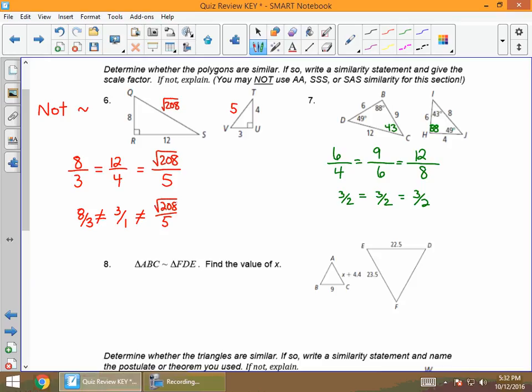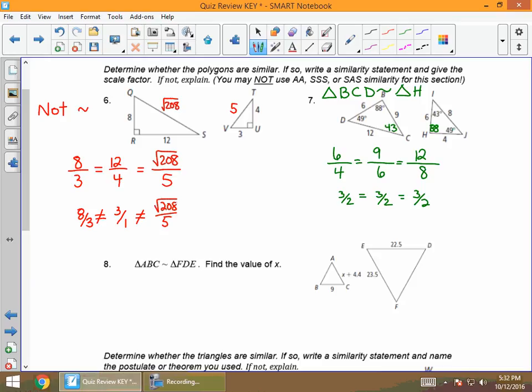These things are similar. So it wants me to write the similarity statement. So the first triangle, I don't care how you name it, I will go, I don't know, BCD. So triangle BCD is similar to triangle. Now I have to look at it. So angle B was 88 degrees. So in the other triangle, angle H is 88 degrees. So it's H.